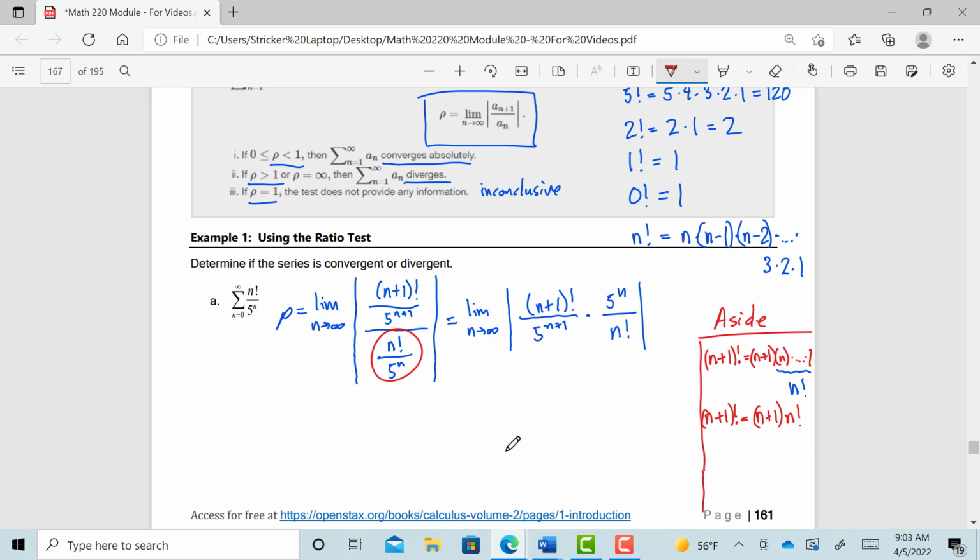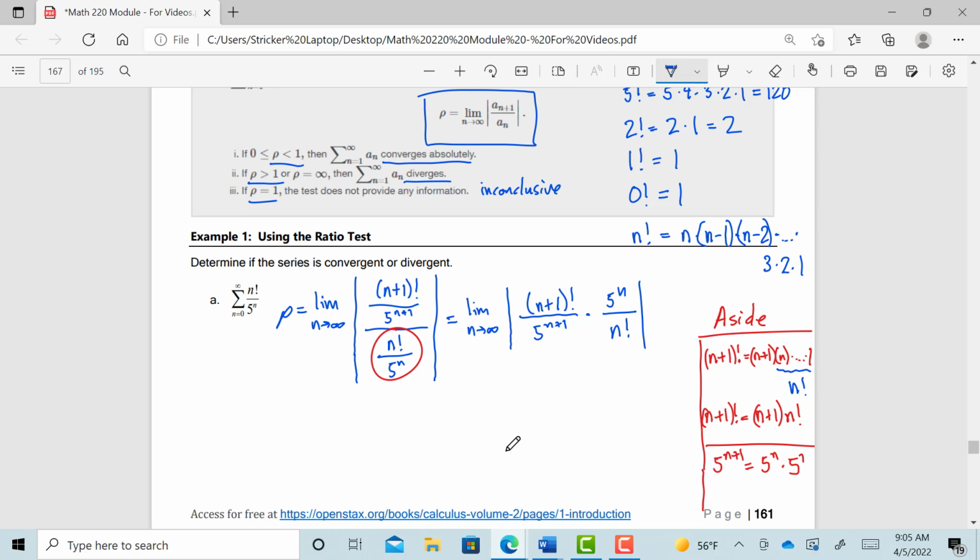We also want to simplify down 5 to the n plus 1 using the product rule for exponents. So we know that 5 to the n plus 1 is the same as 5 to the n times 5 to the 1, or just 5. All right, so we can now simplify our expression for rho quite a bit.